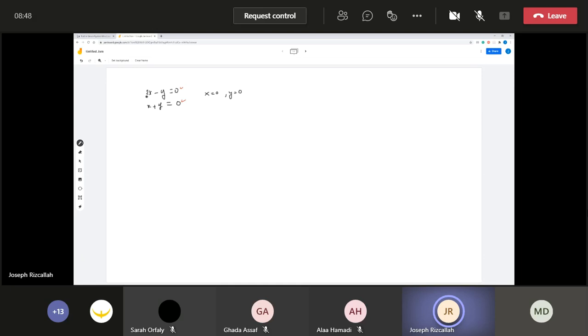Because you can just check them. If you replace x by 0 and y by 0, you will get 0 equals 0 in the first equation, and also in the second equation, you will get 0 equals 0. So yes, this is a solution, and we see that this homogeneous system has this solution. In fact, this is the only solution. This is the unique solution, so there are no other solutions in this case, but it could be otherwise. So here's an example of a homogeneous system which admits a unique solution, namely the 0-0 solution.